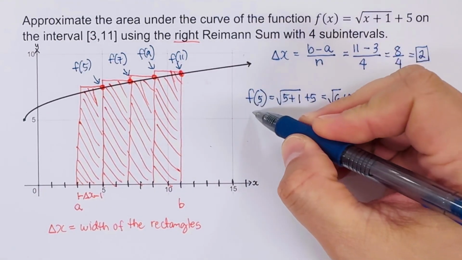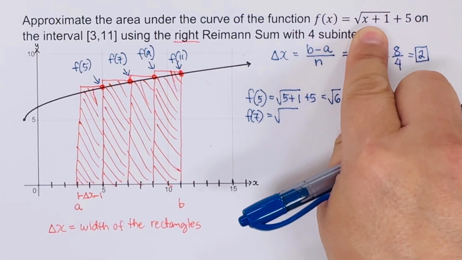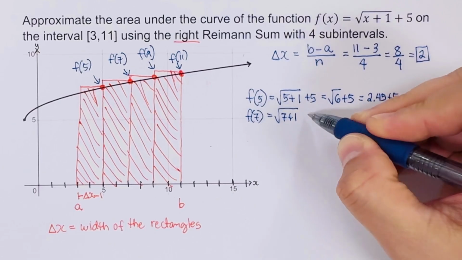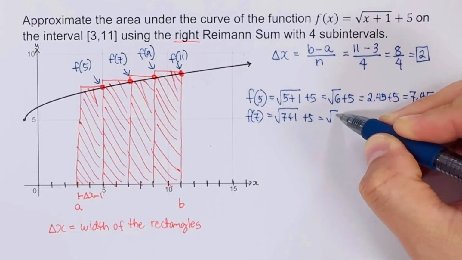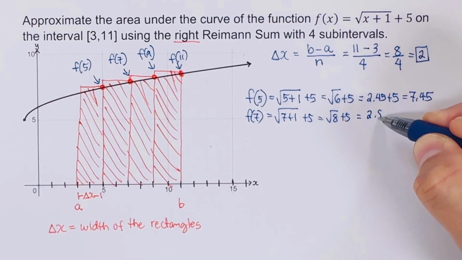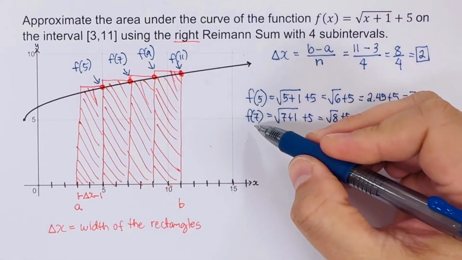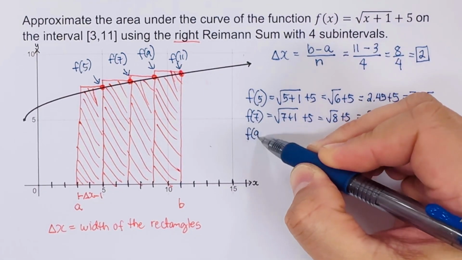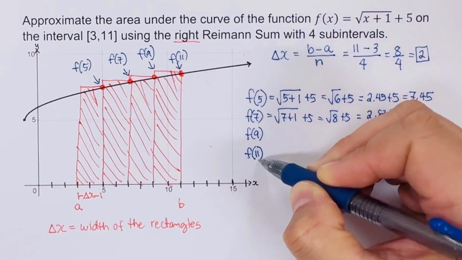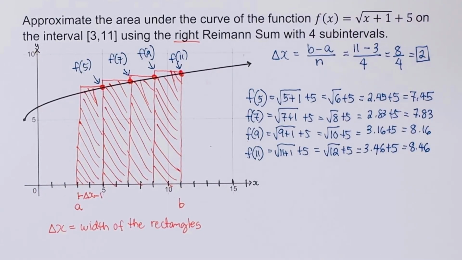Now we're going to do f of 7. It will be the same thing. We plug in 7 for x. So that is the square root of 7 plus 1, plus 5. So this is square root of 8 plus 5. The square root of 8 to 2 decimal places would be 2.83, and then we add 5. This would then be 7.83. And then I'm going to do the rest of the parts here, f of 9 and f of 11. So these are the heights of these 4 rectangles.